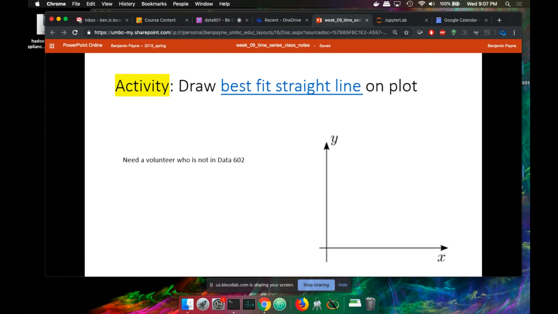All right, so what I'm going to have you do is I'm going to give you this set of data on this plot, and I want you to draw a straight line. I have faith in you. Draw that straight line, the best fit for that set of data points.